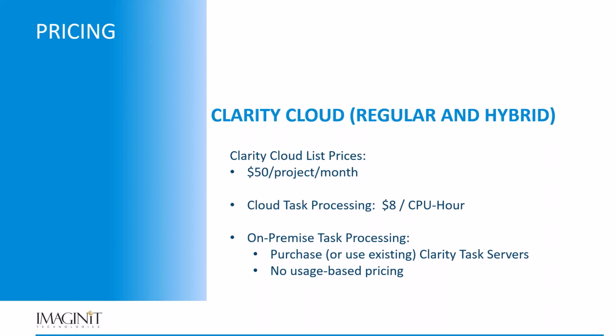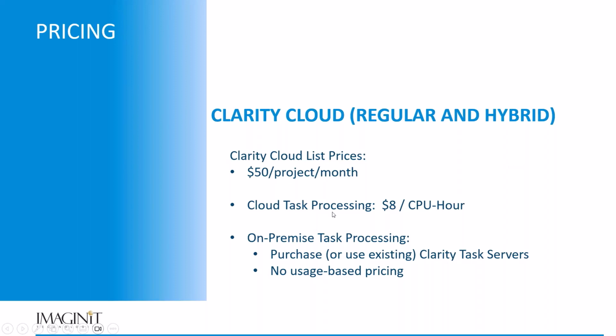So if it takes 20 minutes to do something, I just picked a bad number. I don't know what 8 divided by 3 is off the top of my head, but ultimately you get a bill at the end of the month with your pricing of how many projects you had active during the month and the task processing hours that were spent. So that's the traditional Clarity Cloud.